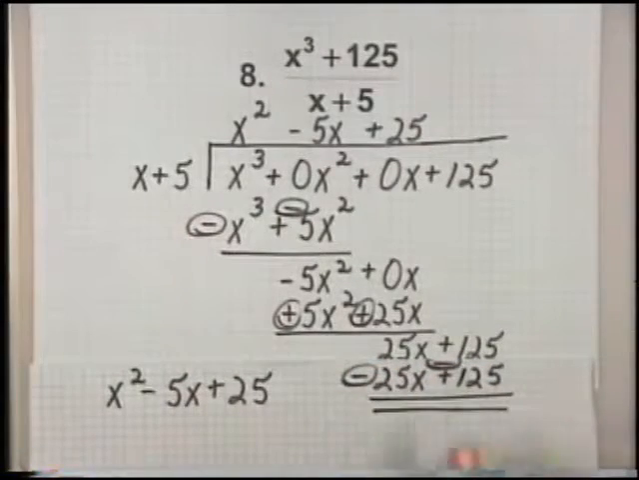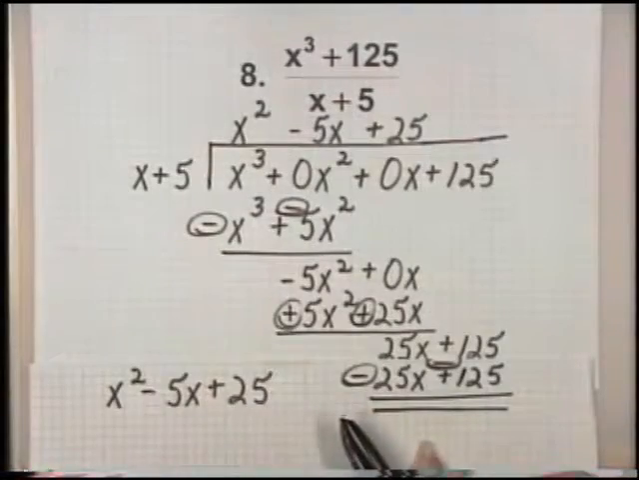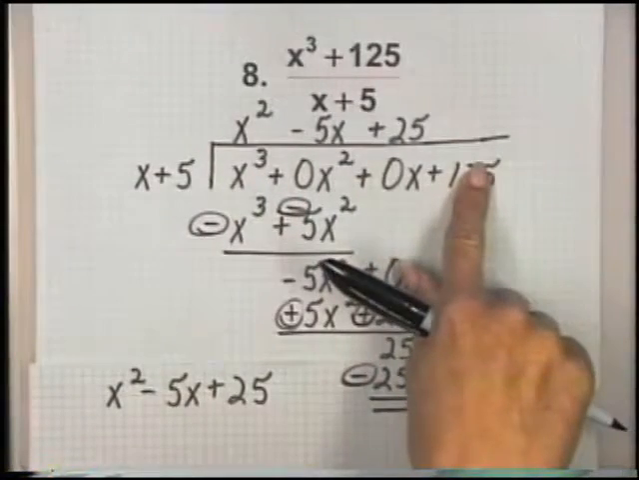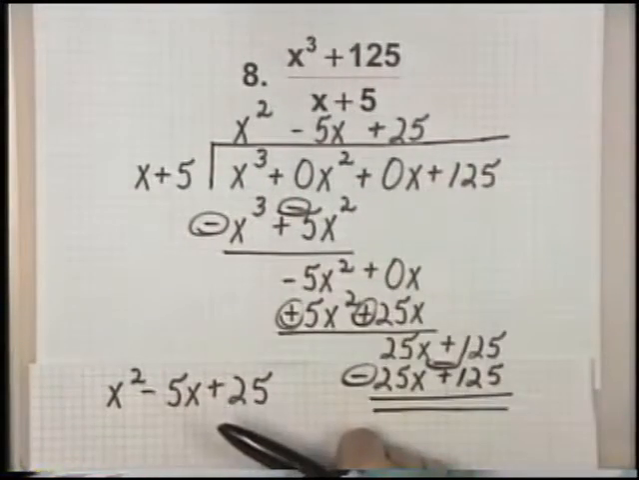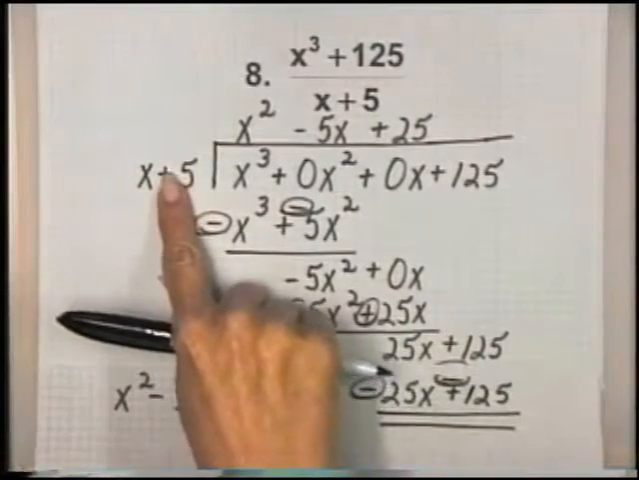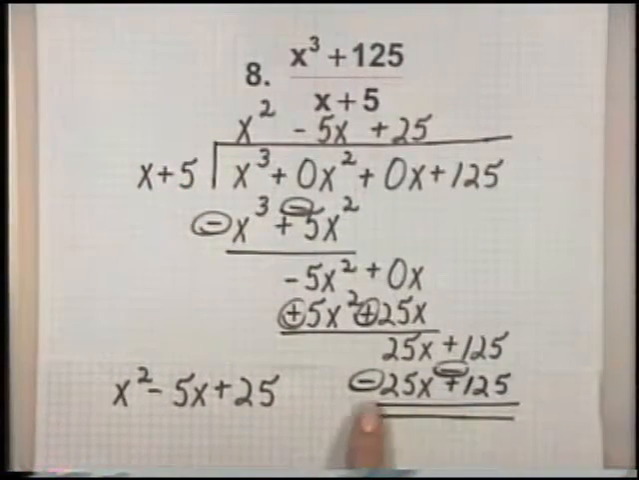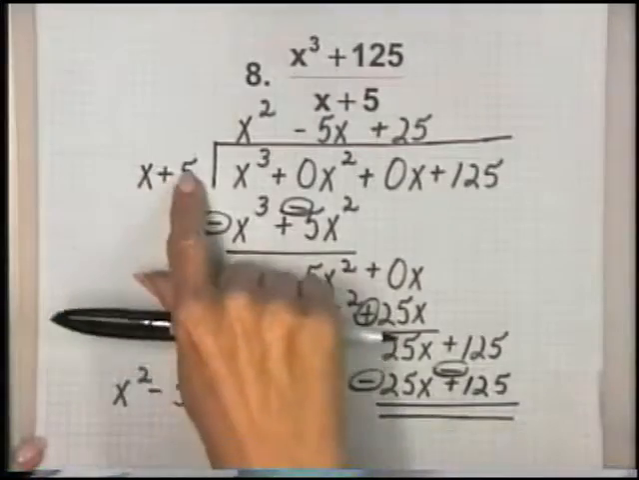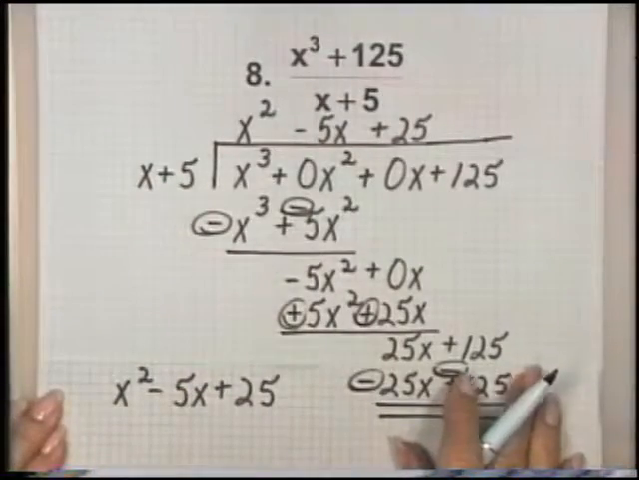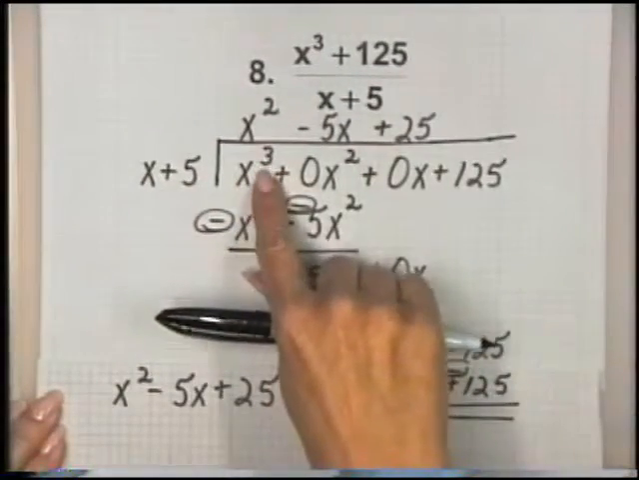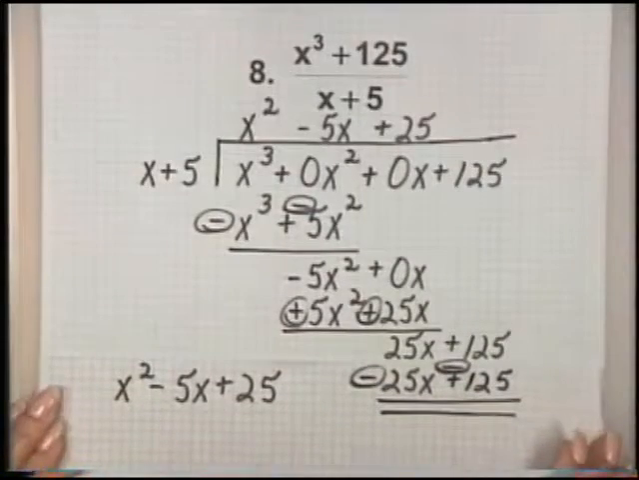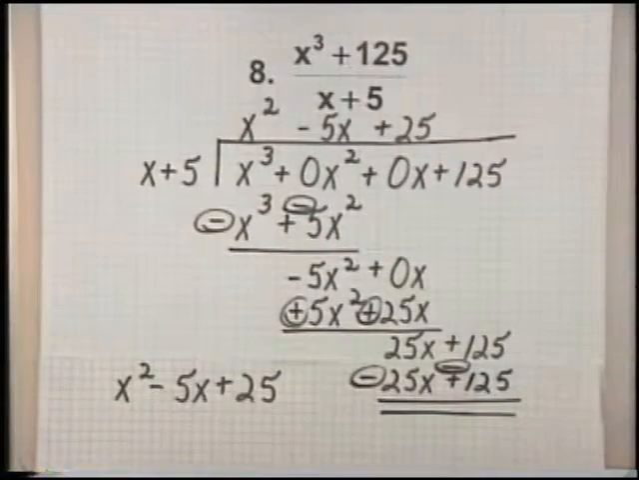Do you remember what it means in arithmetic when you divide and there's no remainder? It means the divisor is a factor of the dividend, doesn't it? And that's what it means in algebra also. If I divide by x plus 5 and there is no remainder, then that means that x plus 5 is a factor of my x cubed plus 125.